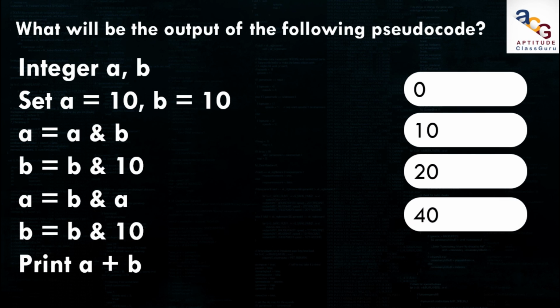What will be the output of the following pseudocode? Integer a, b. Set a equal to 10, b equal to 10. Okay, the a value and b value are both equal. a equal to a and b. What is this AND operator? It is called the bitwise AND operator.